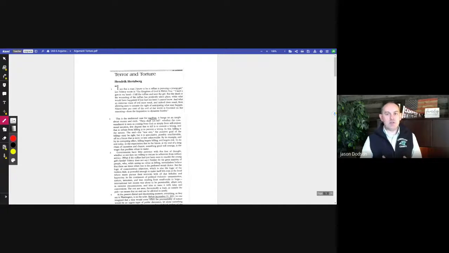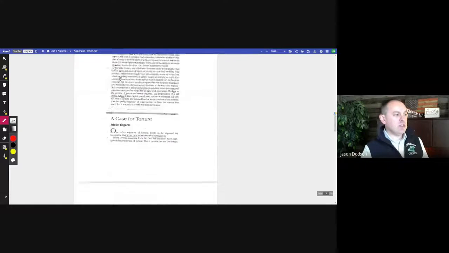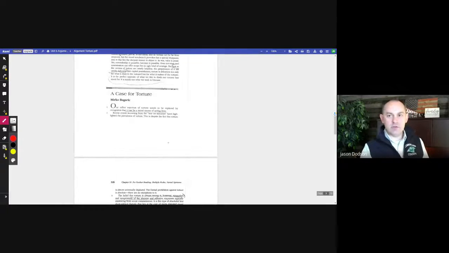So the model essays we're reading today, you've got 2 essays that deal with the same topic, but they deal with it in slightly different ways. And it's about the government's use of torture in order to further its aims and needs. So the first one is called Terror and Torture. The second one is called A Case for Torture.